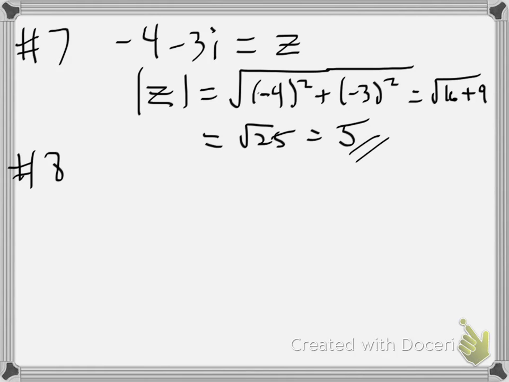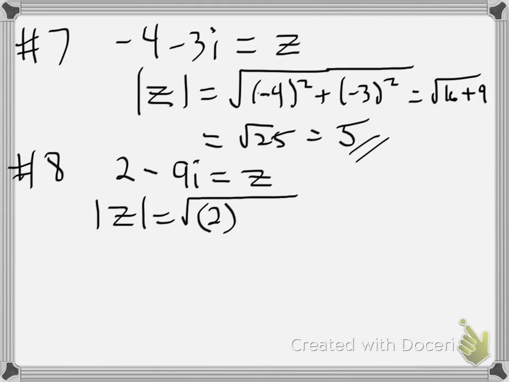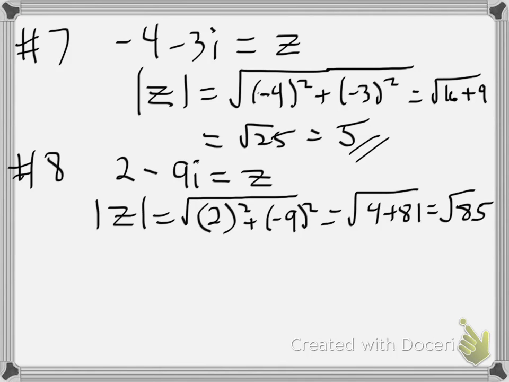Here's number 8. They gave us 2 minus 9i as z. So I'm going to get the absolute value of z, the square root of 2 squared plus -9 squared, which is the square root of 4 plus 81, which is the square root of 85. Now you should try to simplify that. The best you can do is the square root of 5 times the square root of 13, which doesn't get you there. So this is the right answer.